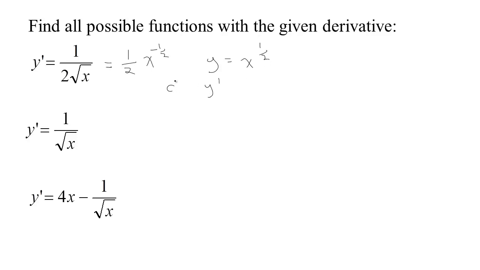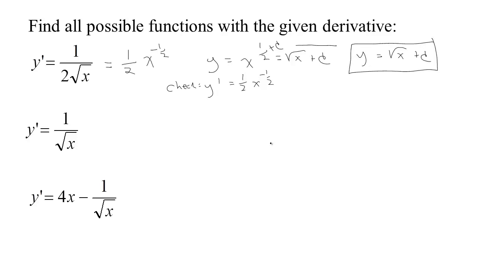So I'm going to check right here. And y prime would be 1/2 x to the negative 1/2. That works. So the derivative of this is 1 over 2 root x, where this is the square root of x. Are there any others? Well, corollary 2 says if there are, they only differ by a constant. So I could just add a constant there, and I have my answer. All of the functions whose derivative is 1 over 2 root x have the form root x plus some constant. So there's my solution there.